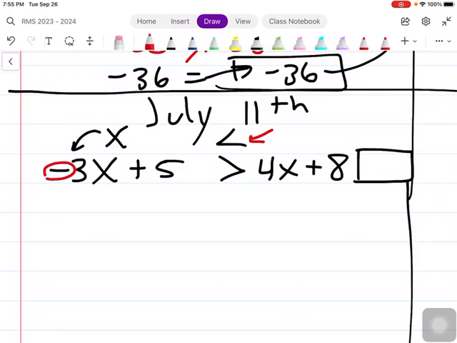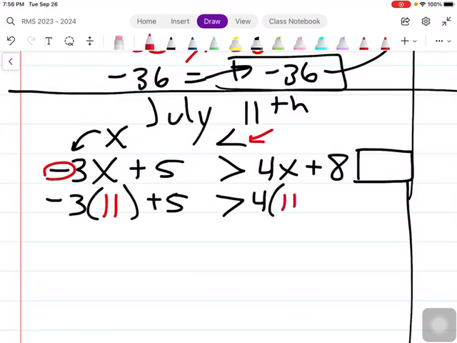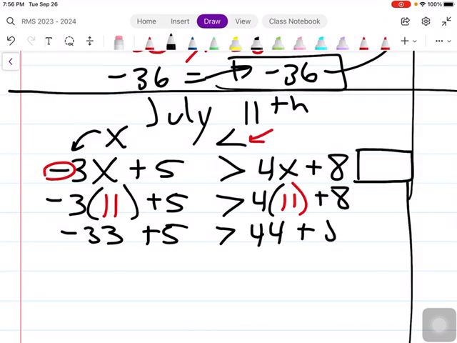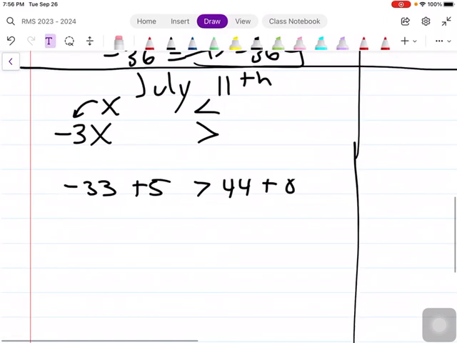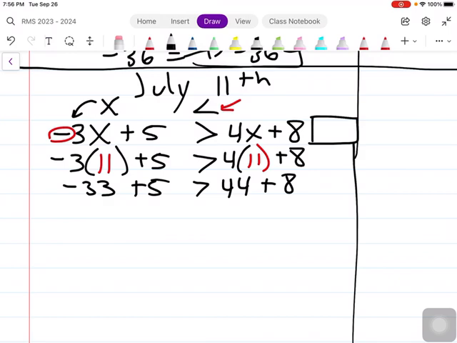So remember, x should equal 11, so I'm now going to plug in 11 instead of x so I can see what I need to add in that box to make it all equal again. So negative 3 times 11 is negative 33. 4 times 11 is 44. This is what we have so far. Different signs mean subtract, so I'm going to get a negative 28 here. And 44 plus 8, that'll give me a 52 here.